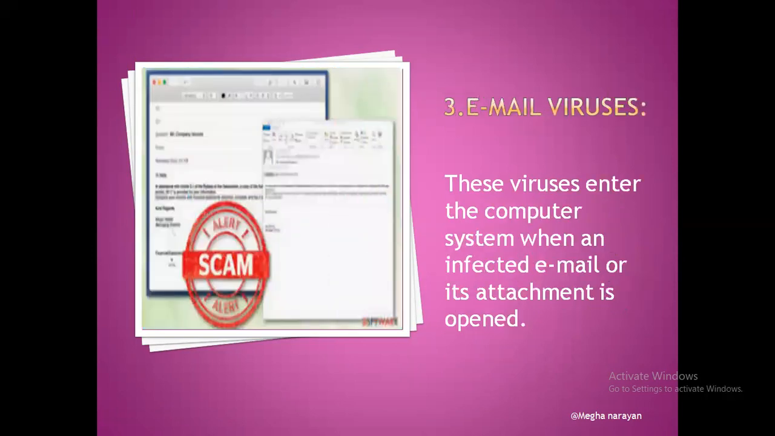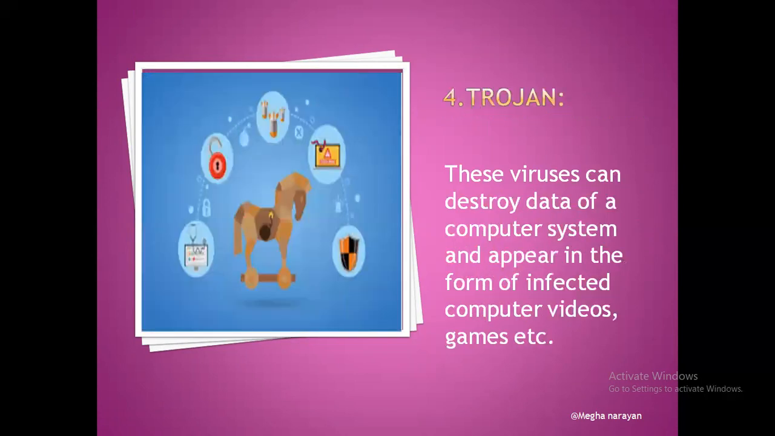Moving on to the third one, email viruses. These viruses enter the system via infected emails and infected attachments. Once you open them, the virus may get downloaded in your system secretly. You will not have any idea, and at that time, it may attack your system.